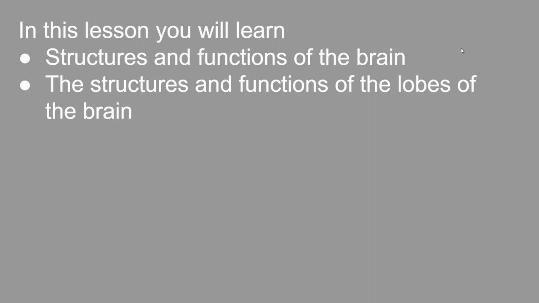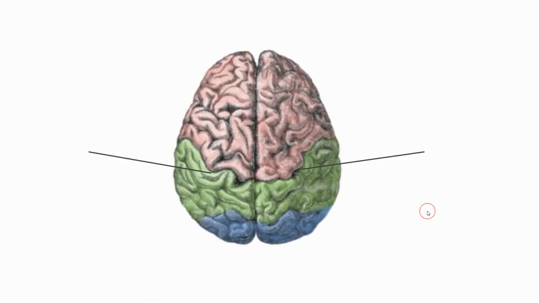In this lesson, we're going to talk about the structures and functions of the brain, as well as the structures and functions of the lobes. Now, these may seem like the same kind of idea, but once we get into the pictures, you're going to see what makes them different.